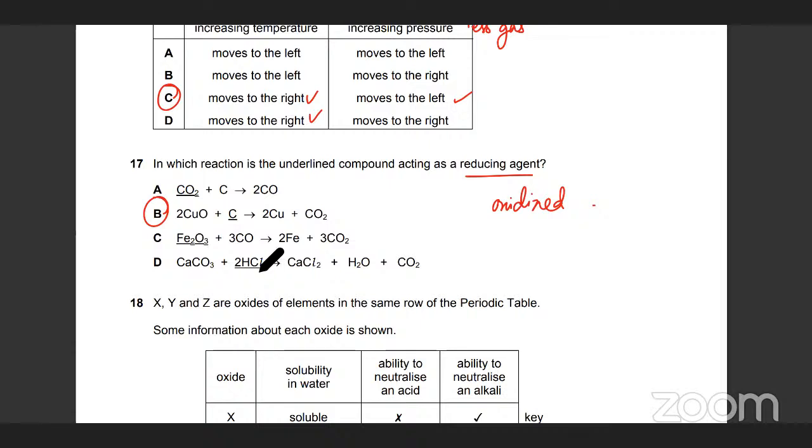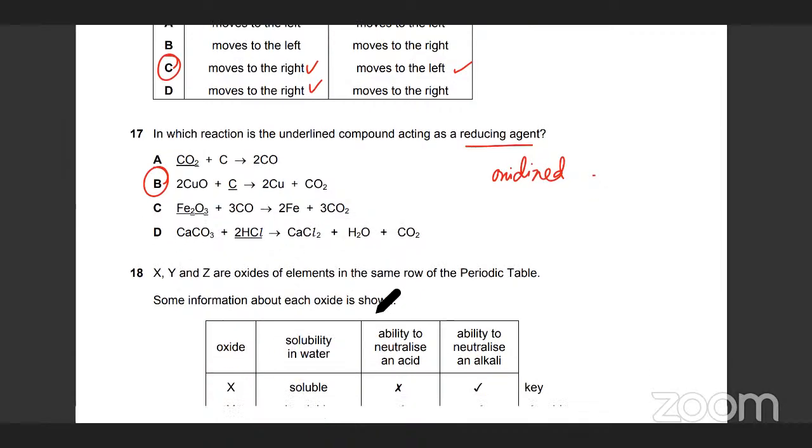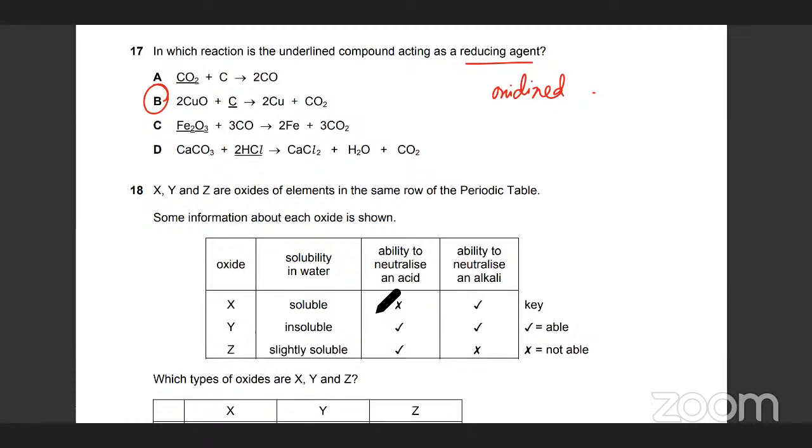इसको कुछ भी नहीं हो रहा. This is not a redox reaction क्योंकि calcium is 2 plus, calcium is 2 plus, H is plus 1, Cl is minus 1, Cl is still minus 1, H is plus 1, O is minus 2. इसके अंदर nothing is happening. This is not a redox reaction.